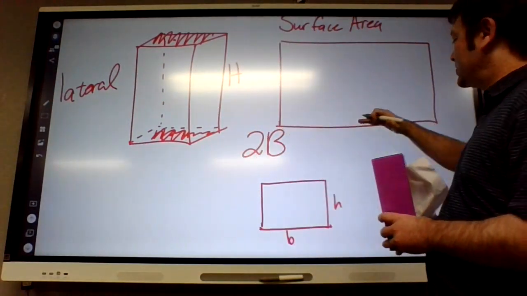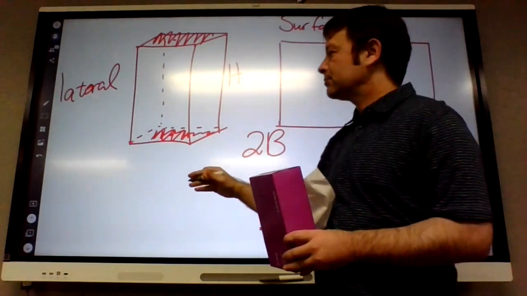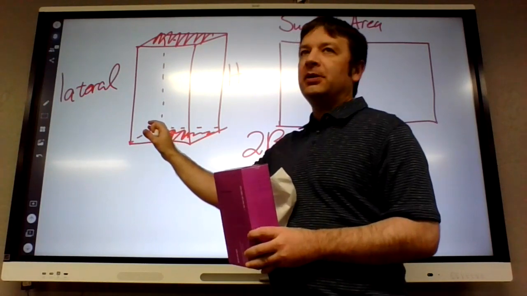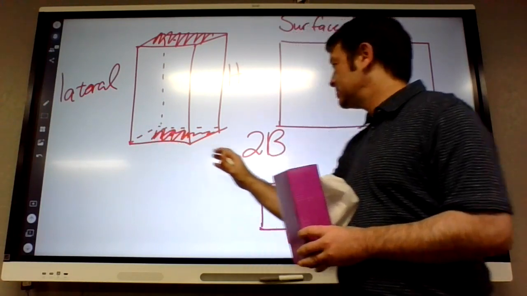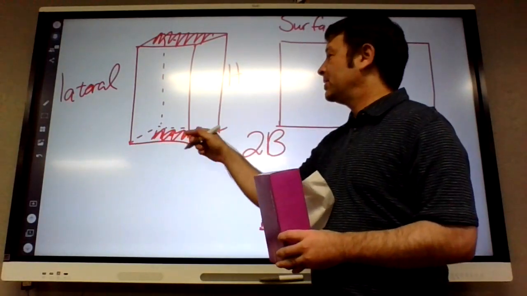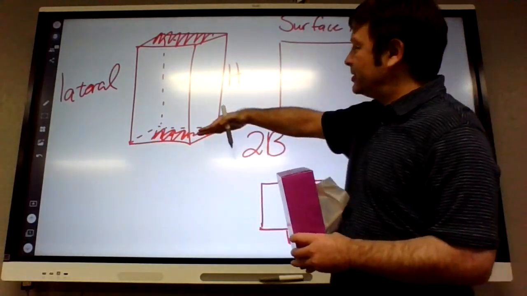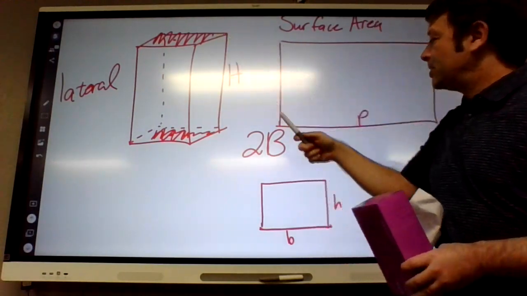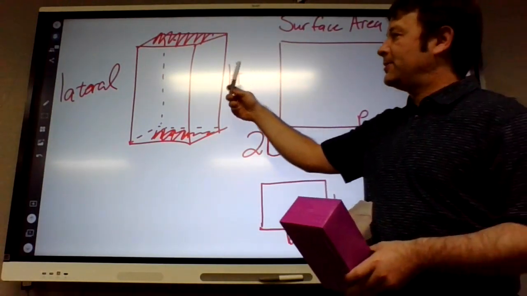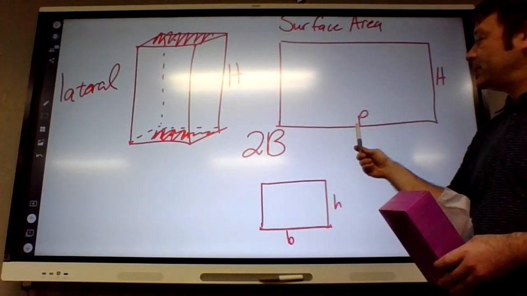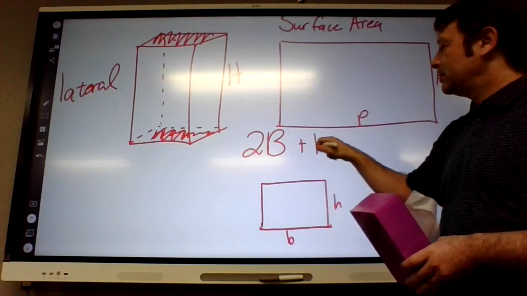What would the length of this rectangle be? The bottom times the base. Yeah. It would be the perimeter of the base. So like this thing. What would the height of this rectangle be? It would just be the height of the prism. So when we're finding lateral surface area, instead of trying to find all these rectangles, we're just going to do perimeter of the base times the height.